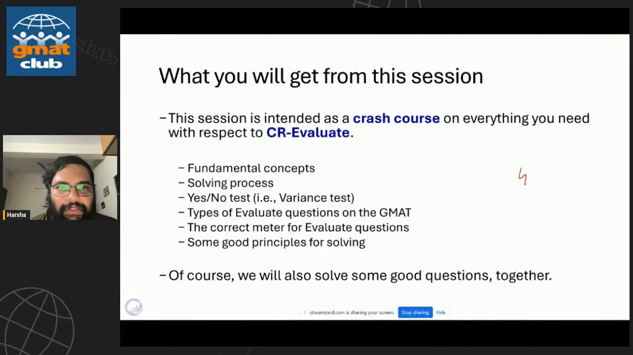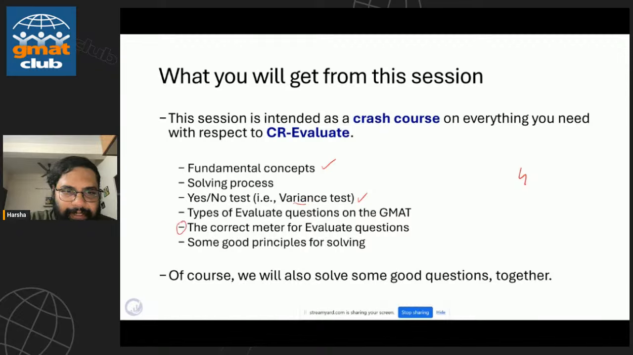Okay, so what are you going to get from this session? What are you going to get if you spend a couple of hours today, right now? This is a session that's intended as a crash course on everything you need to know as far as CR evaluate is concerned. So you'll get the fundamental concepts that you must know, a way to solve these questions systematically. You don't talk about evaluate without talking about the yes no test, or in common parlance, the variance test. We're going to discuss that. And of course, certain types and variations of evaluate questions that you typically see on GMAT critical reasoning.